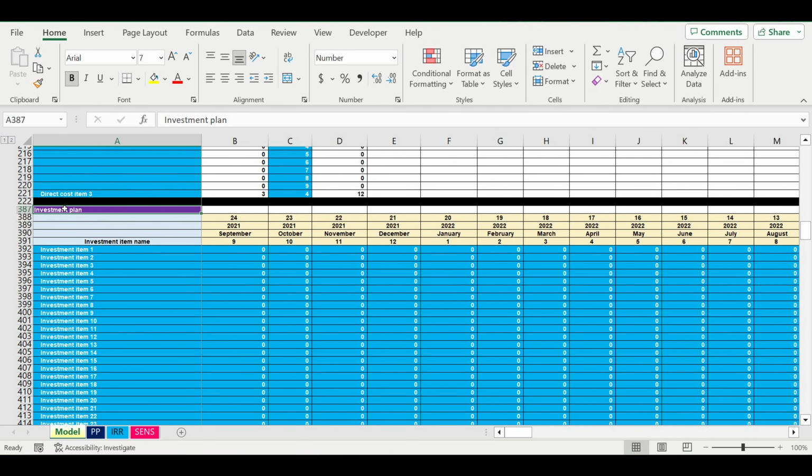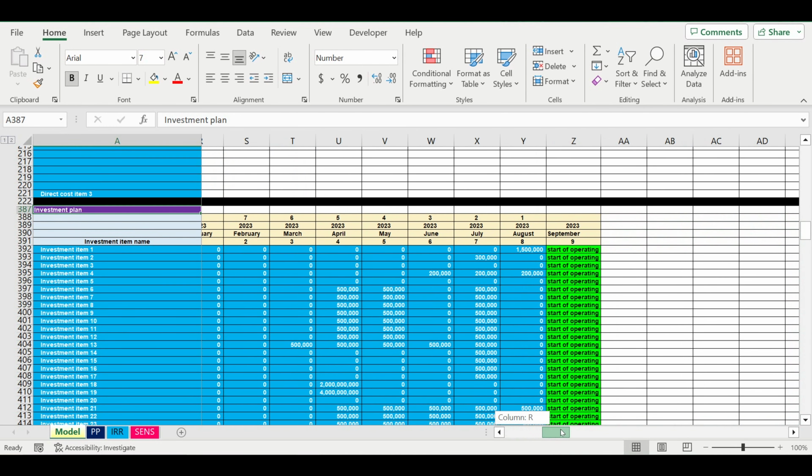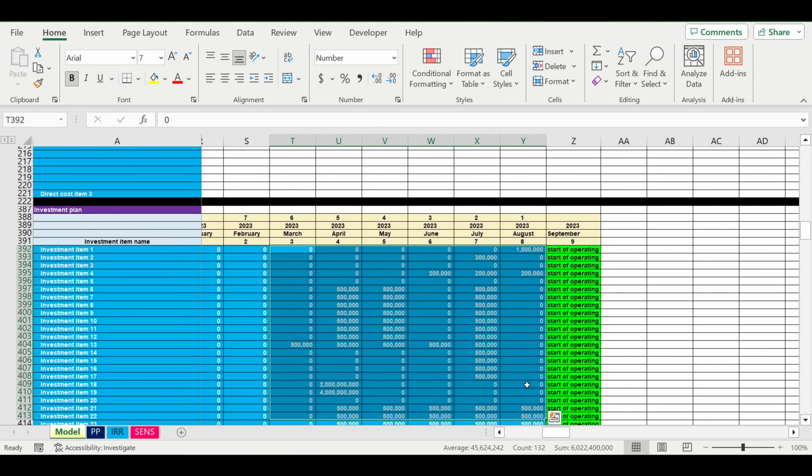Now we are moving to investment stage expenses. Here we have a green column. This is the moment when the project starts generating the first revenues. Here we are looking back and specify what we are investing in and how much we are investing in.